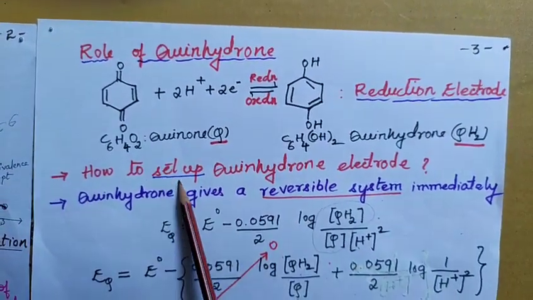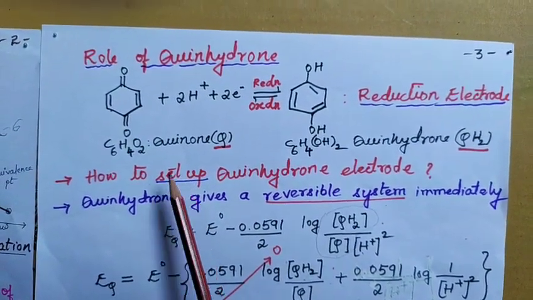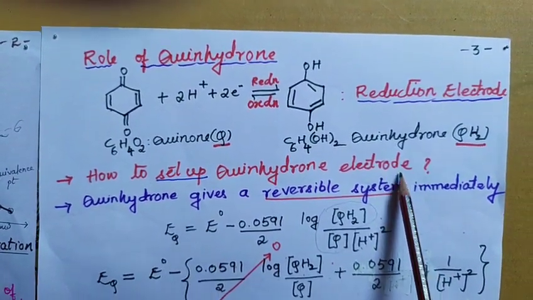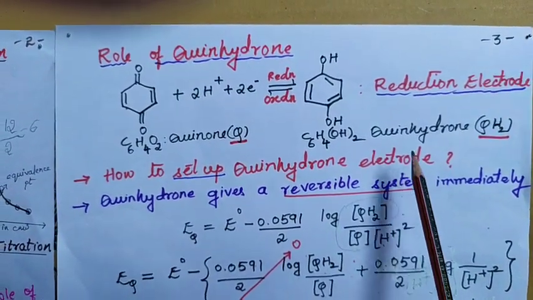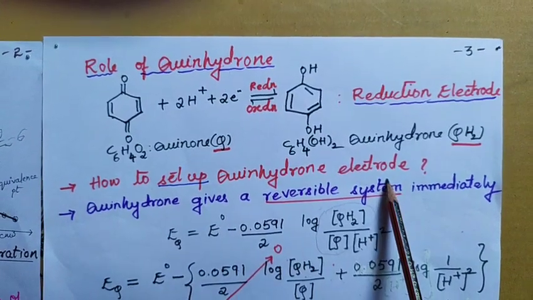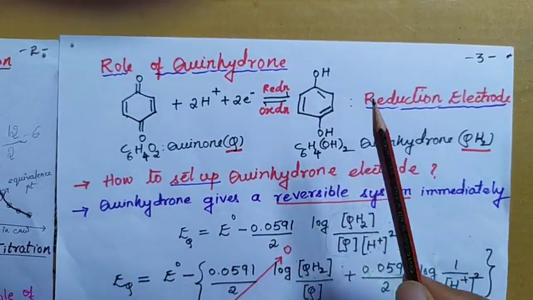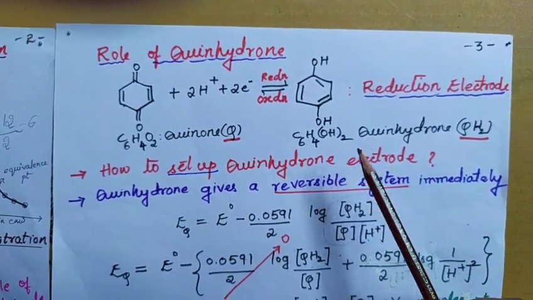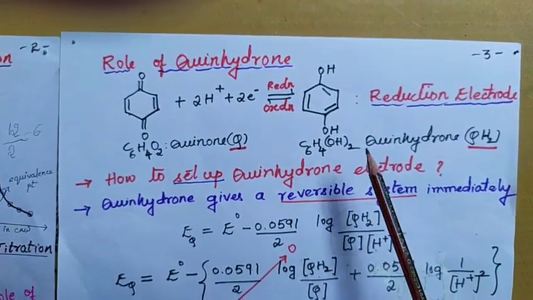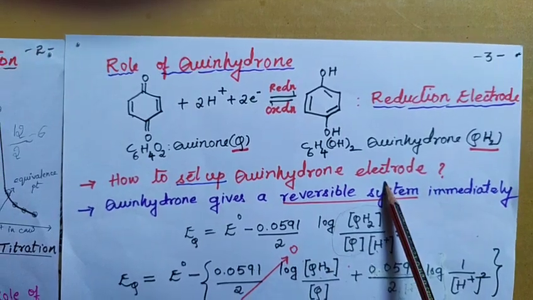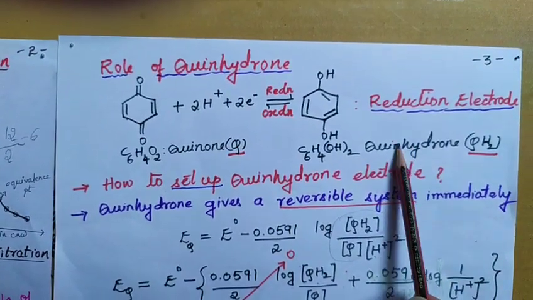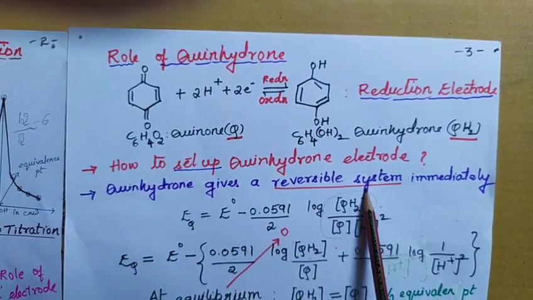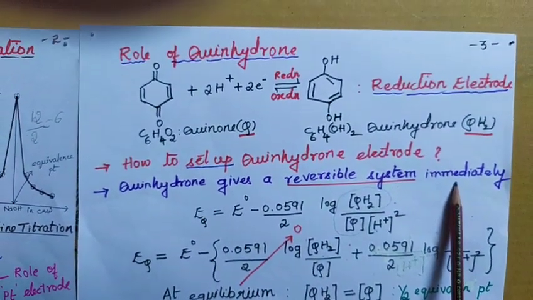And this question is important in the examination. How to set up the quinhydron electrode? As I told previously, we have to take the unknown concentration solution in a beaker, then add a pinch of quinhydron, stir it for 2 to 3 minutes till the solution becomes pale yellow, dip the platinum electrode, and this is how the quinhydron electrode is set up. So the role of quinhydron is that by adding quinhydron, it gives a reversible system immediately.